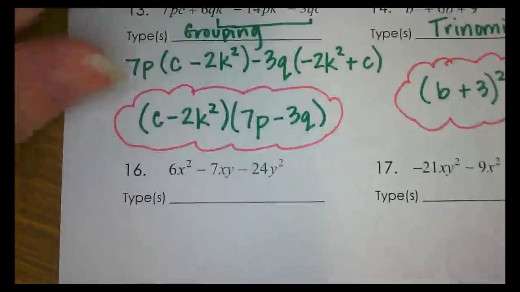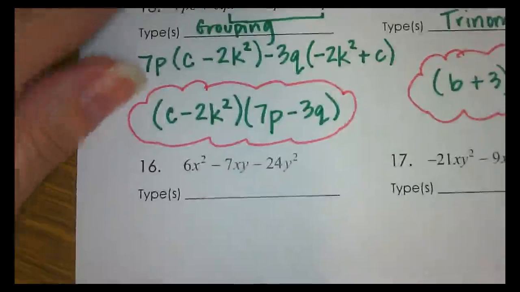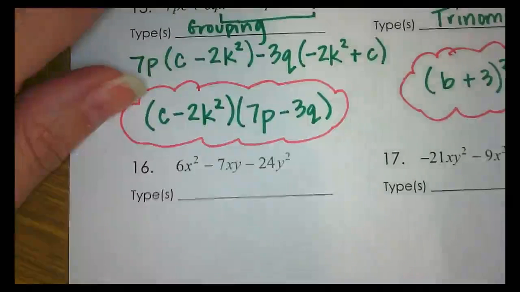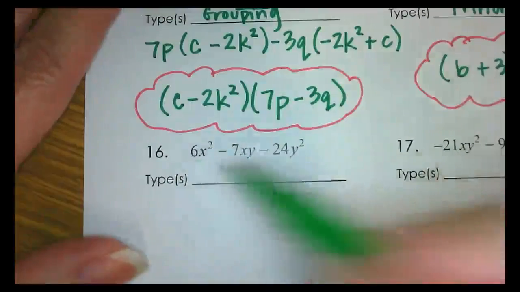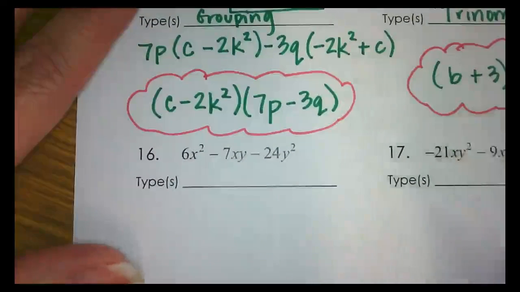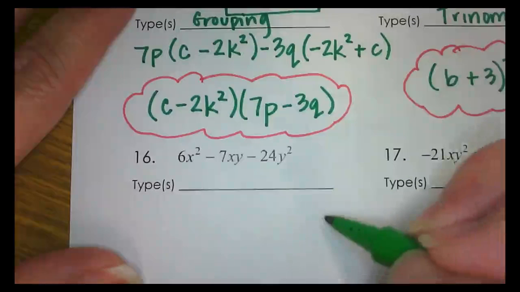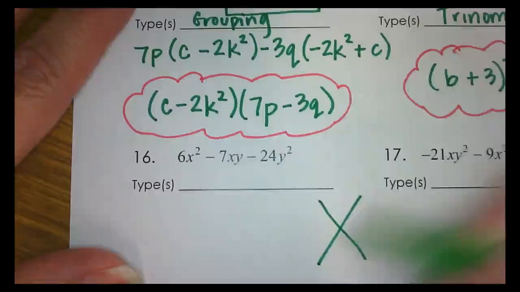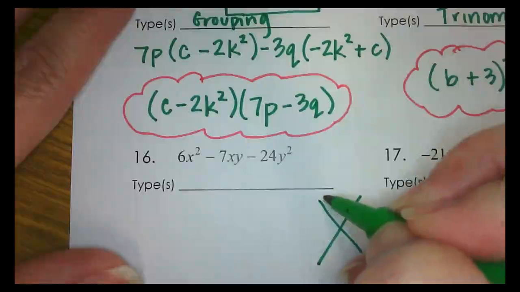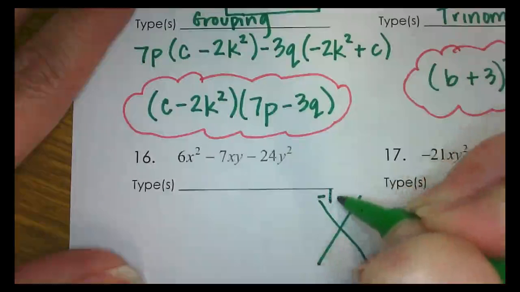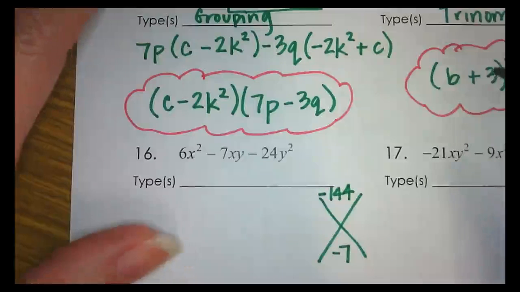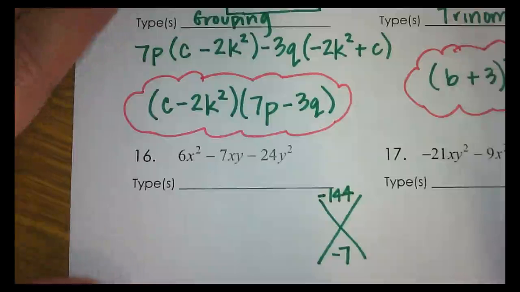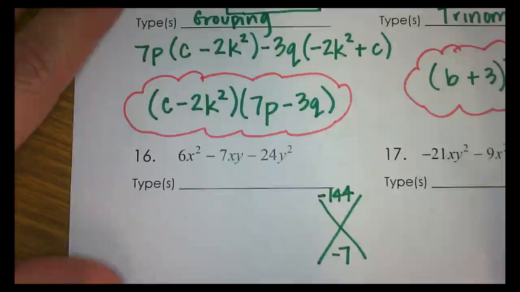All right, number 16. First thing I'm going to look for is GCF. I do not see a GCF in this problem. I do see a trinomial with a leading coefficient. So I need to come up with numbers that are going to multiply to be negative 144, but add up to negative 7. All right, so this one's probably the most difficult that I would say.